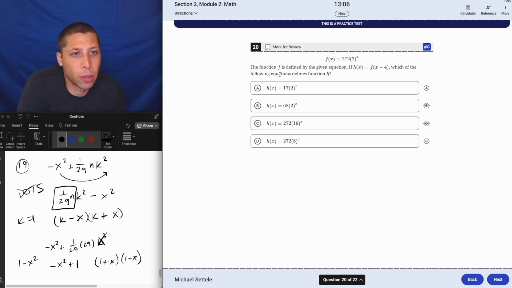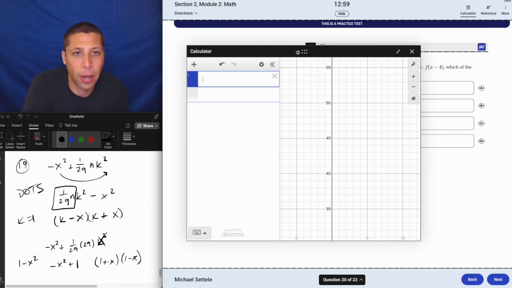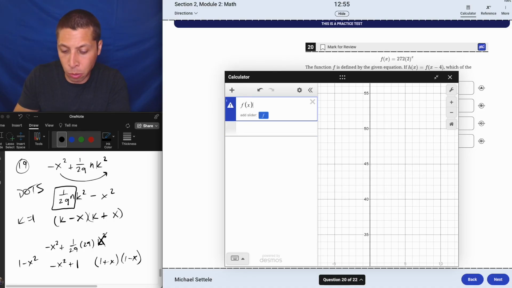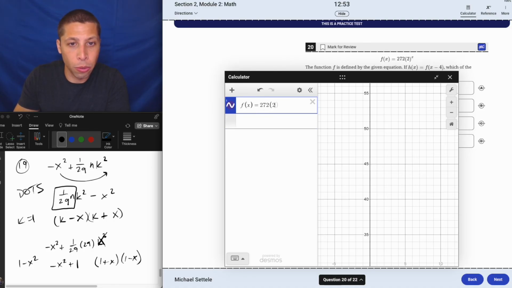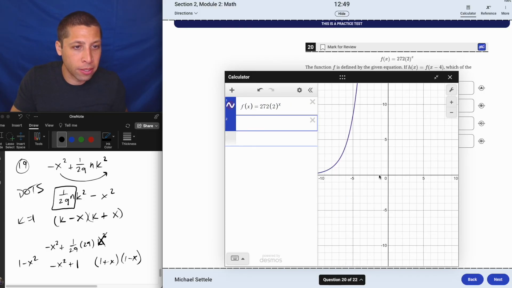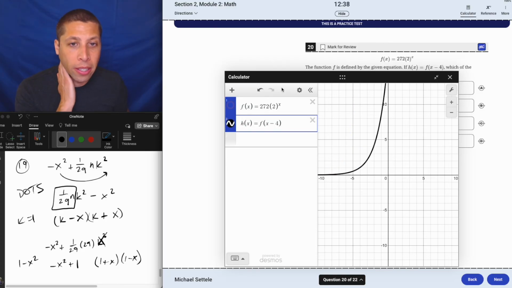Function f is defined by the given equation. If h of x equals f of x minus 4, which is found. Okay, this is just, don't mess with it. Just do Desmos. Okay. So let's see it happen. F of x equals 272 to the x. Cool. We get this thing. Then h of x is equal to f of x minus 4. We see it shift.